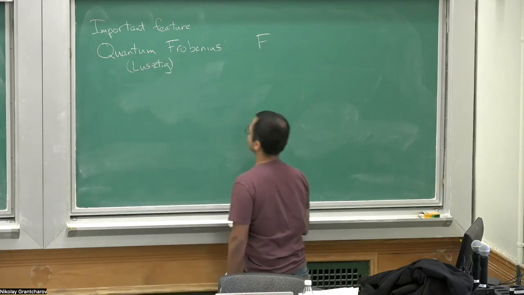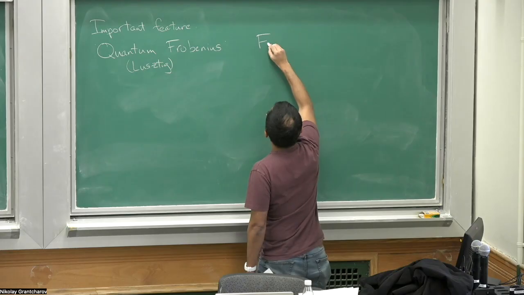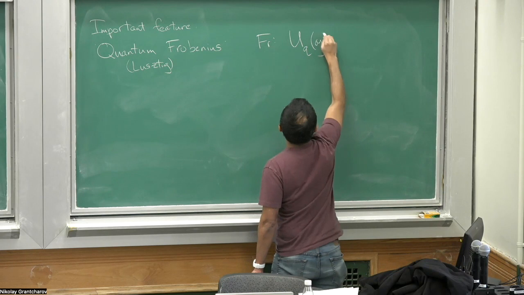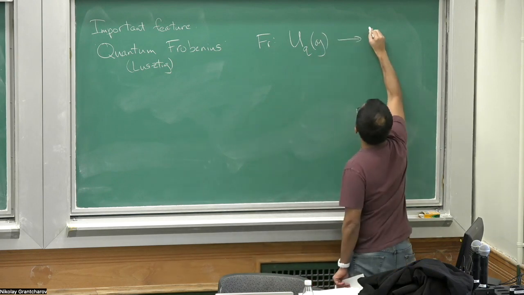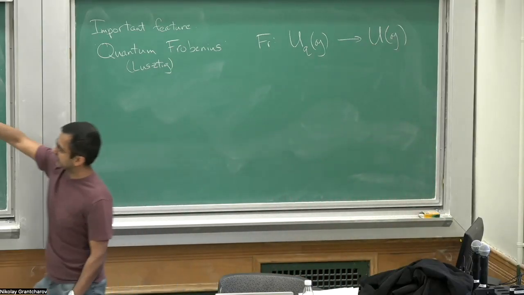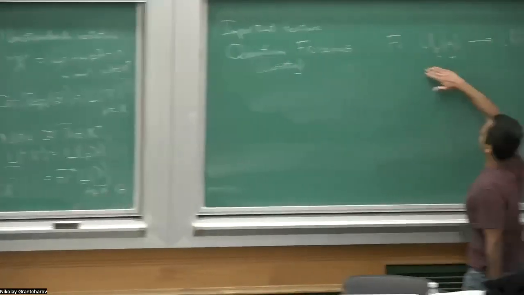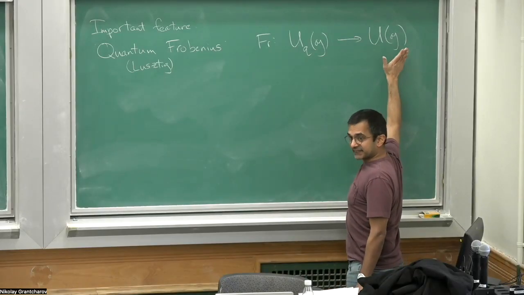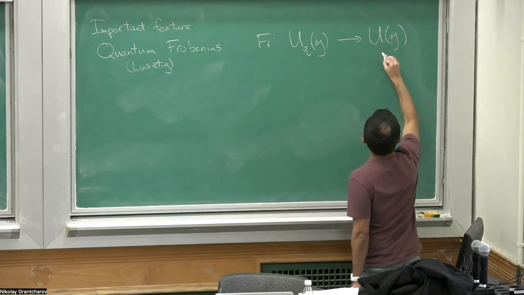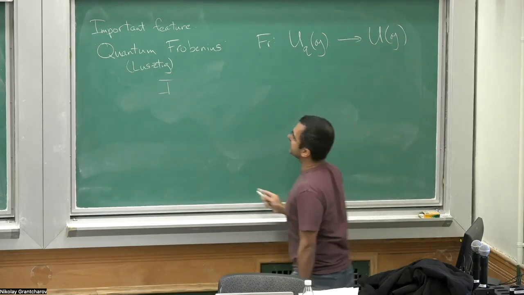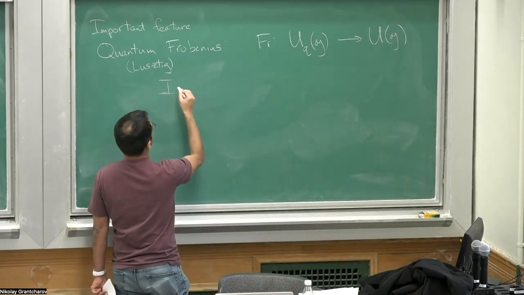I guess the existence of this thing is due to Lusztig. I'm going to write it in the usual notation for the moment, but then I'm going to switch to this underline notation. So it's a map of Hopf algebras from this quantum group to the usual universal enveloping algebra of the same root system. And of course, this is a complex Lie algebra. In this part of the talk, we're over the complex numbers.